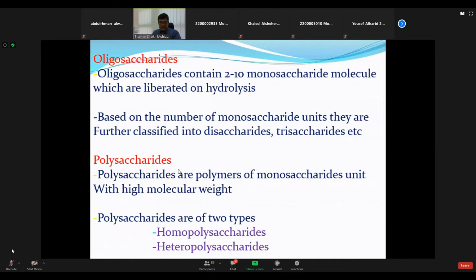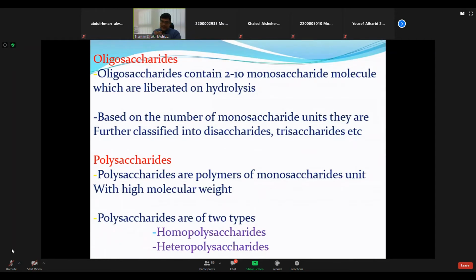Fine. Now come to polysaccharide. What is the meaning of polysaccharide? It is nothing but a polymer of monosaccharide. Polysaccharides are polymers of monosaccharide, and they usually have very high molecular weight. It is a very big molecule, because it contains lots of monosaccharides that join together to make a polymer, and that is called polysaccharide.